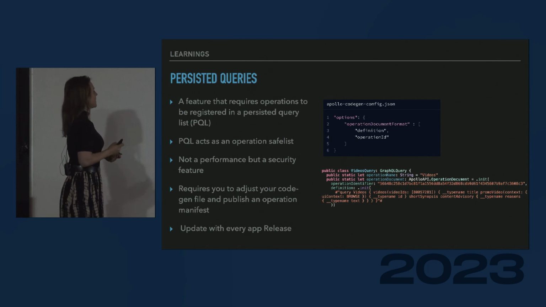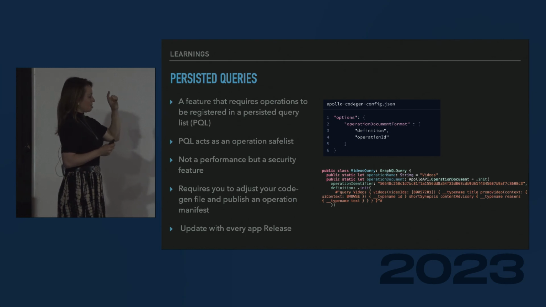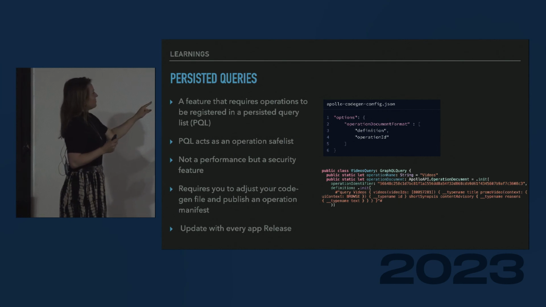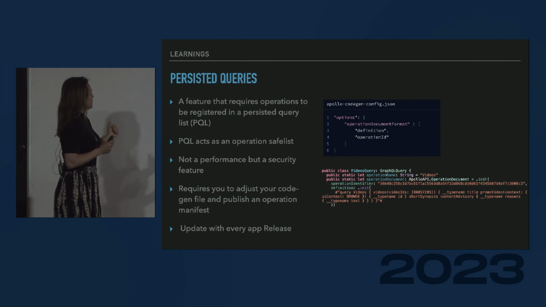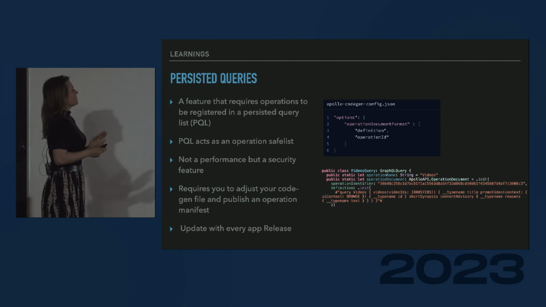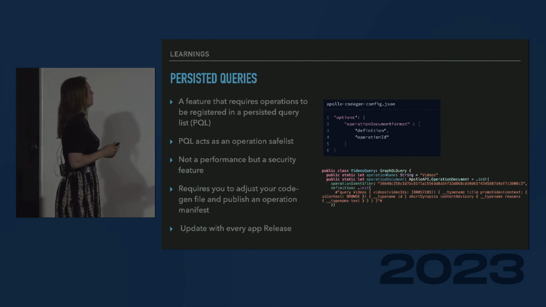If you want to enable that, you have to adjust the code generation file. That was the one that was seen when you installed the command line tool at the top. I didn't actually point it out, but that is what you need to add there. You need to say that it needs an operation ID, and then you need to publish an operation manifest. And that needs to happen every time you do an app release. You might get a feel now for, okay, there's actually a lot more that I need to do when I want to use GraphQL.